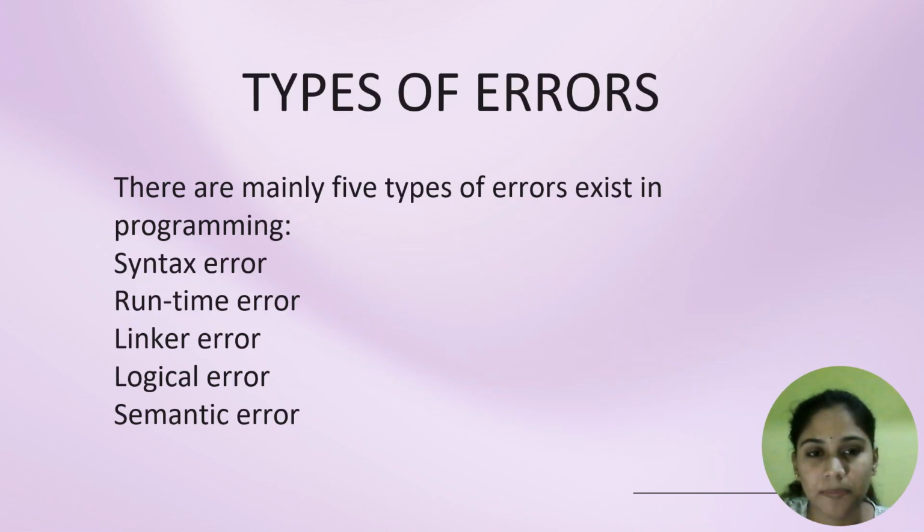Types of errors. There are mainly 5 types of errors existing in programming: syntax error, runtime error, linker error, logical error, semantic error.